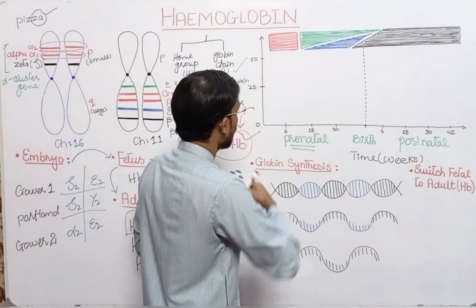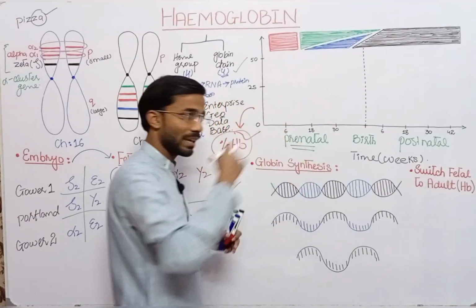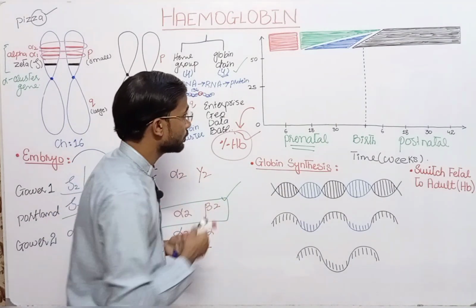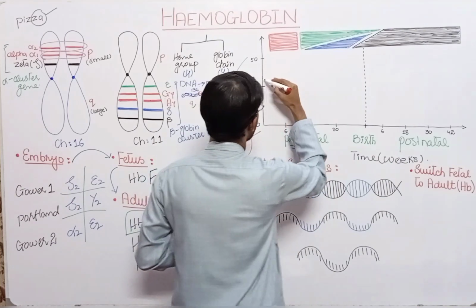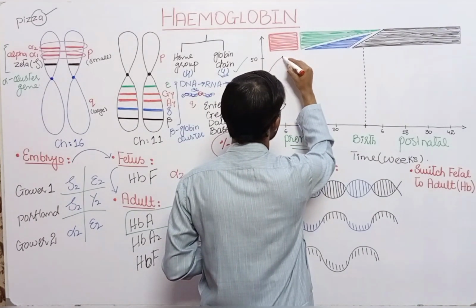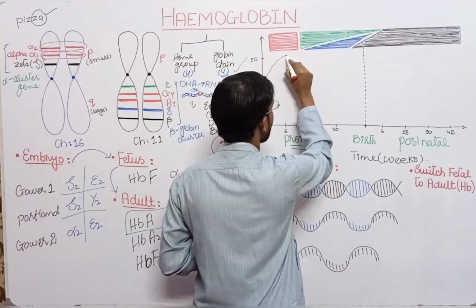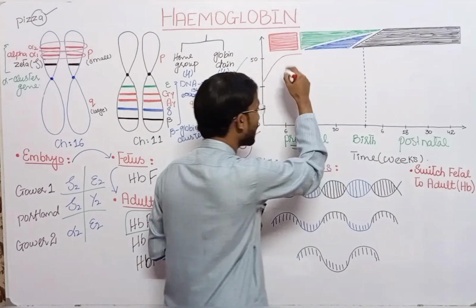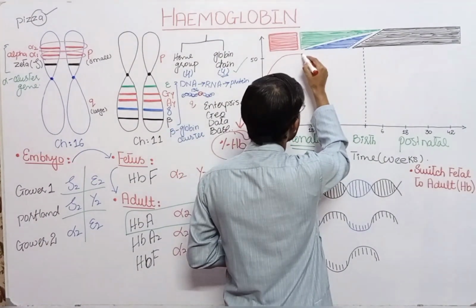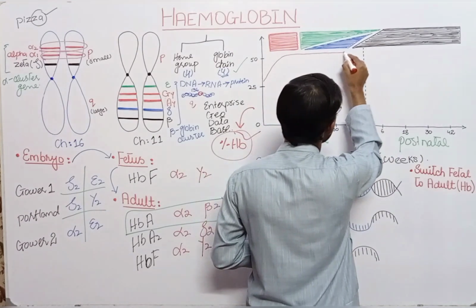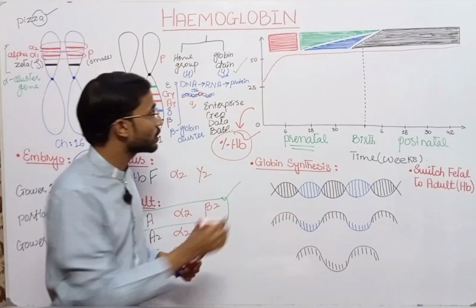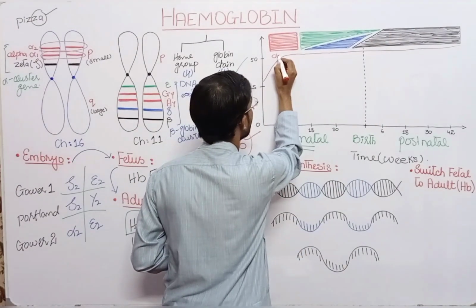When the zygote starts dividing, then with the passage of time the alpha globin chain starts to increase its quantity, and after approximately 6 weeks of the prenatal time, it will become constant and it will remain constant throughout life. So this is the alpha globin chain.